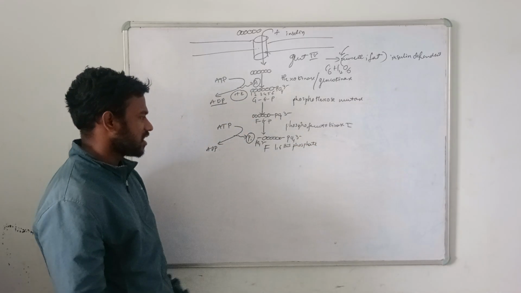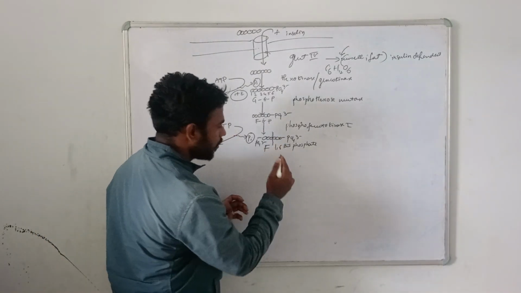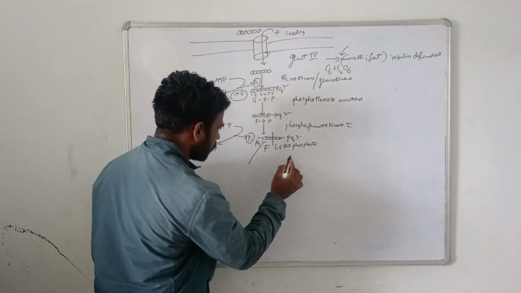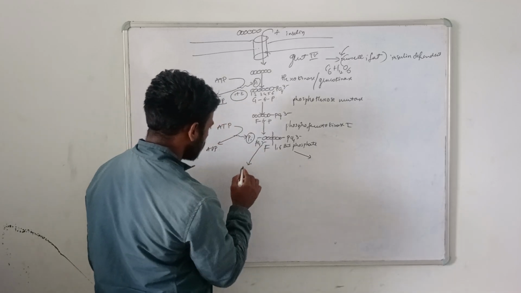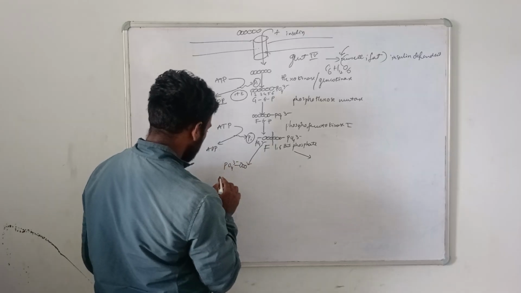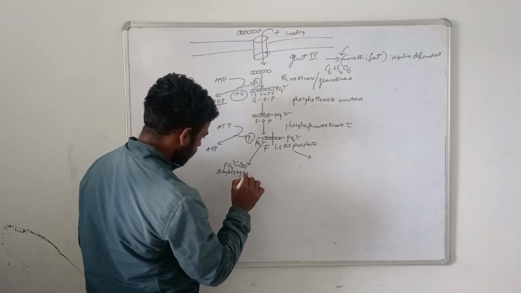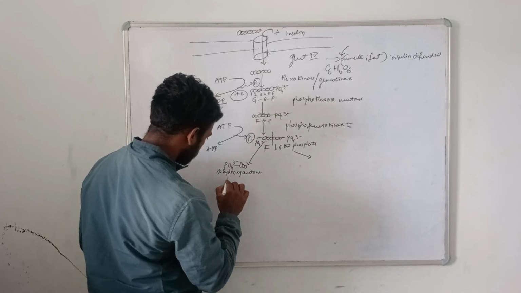Yeah. In the next step, here in the middle, that bond will be broken and it will be separated into two different compounds. This compound is called dihydroxyacetone phosphate.